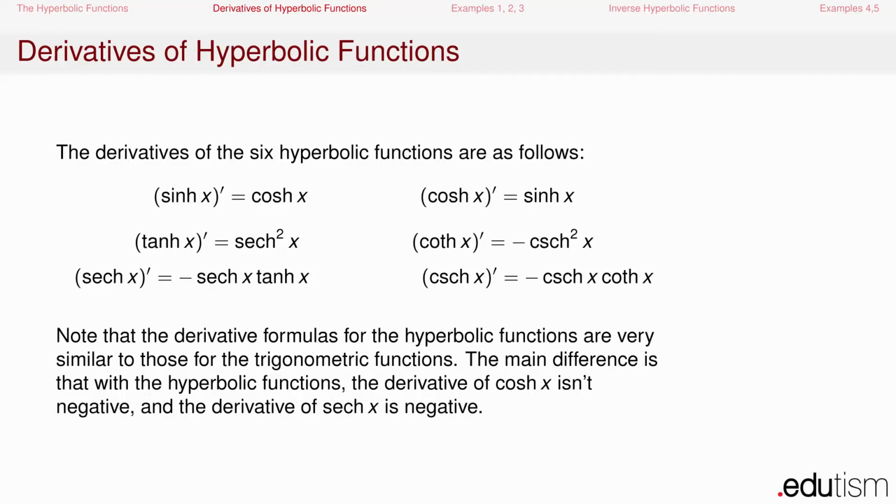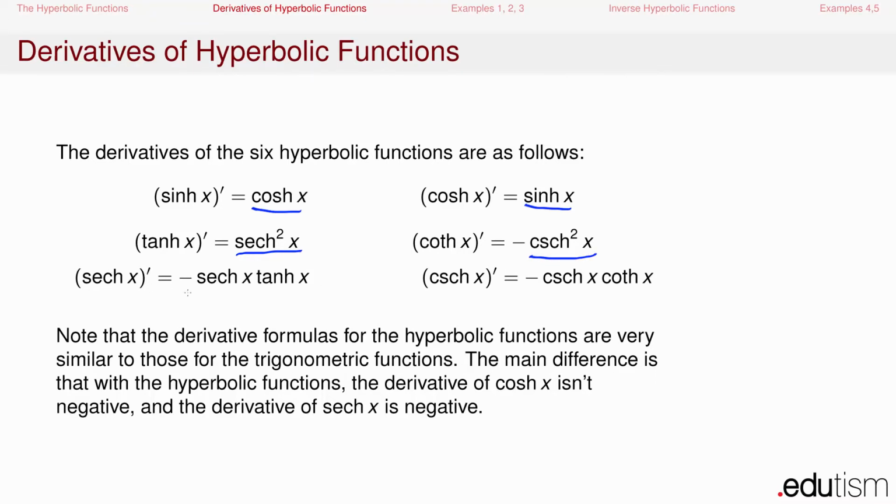There are derivative formulas for the hyperbolic functions just as there were for the trigonometric functions. The derivatives of the six hyperbolic functions are given here. The derivative of sinh of x is cosh of x. The derivative of cosh of x is sinh of x. The derivative of tanh of x is sech squared of x. And the derivative of coth of x is negative csch squared of x.